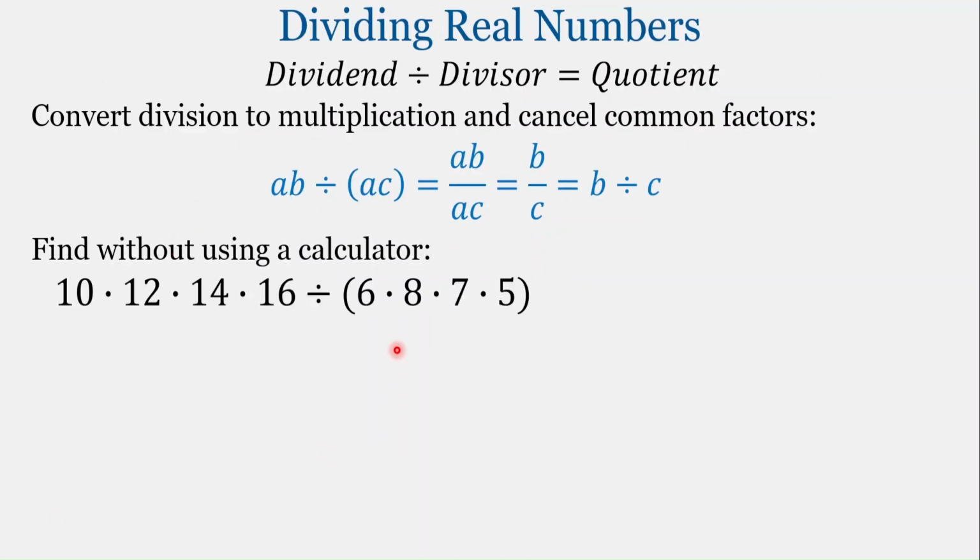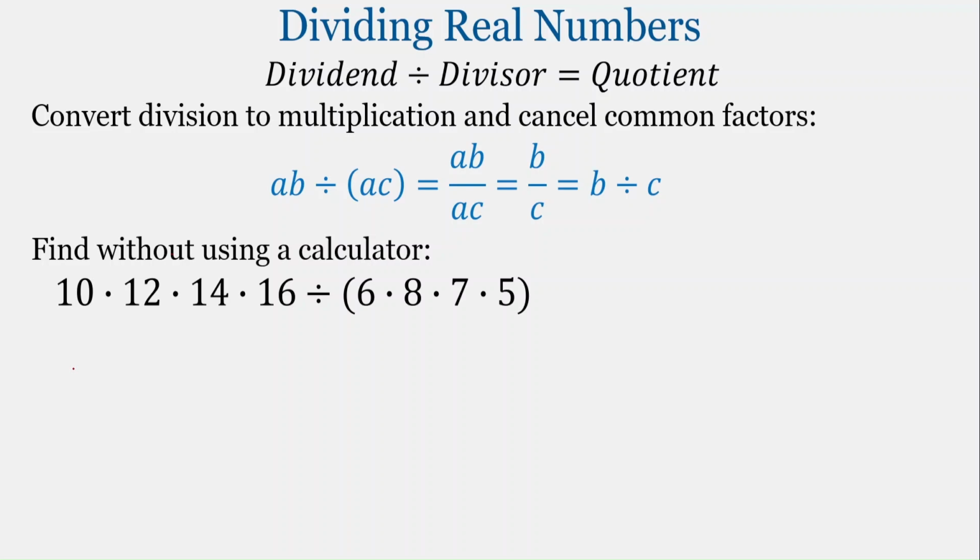Now here's a problem we can solve with order of operations. So we do parentheses first. So we do 6 times 8 times 7 times 5 to give us our divisor. And then we'd multiply 10 times 12 times 14 times 16 to get the dividend, and then end up with the quotient. Let's see if we can do this in a better way.